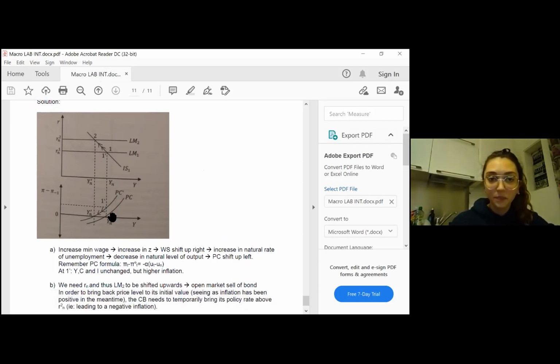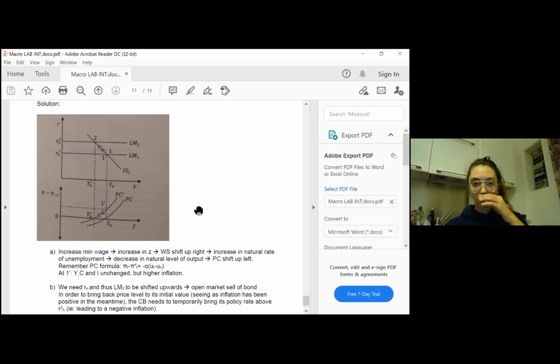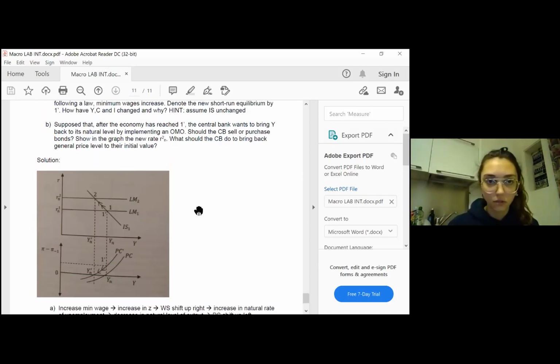But here, what you've got to see is that by shifting this PC curve up, and by having nothing done by neither the government that is going to shift the IS nor the central bank shifting the LM, by having the LM and the IS still unchanged, this is going to lead to an inflation, okay? Why? Because Y is not at its natural level anymore, okay? So now instead of having the PC that crosses Y at 0, it's a bit higher up, okay? And so now there is this inflation right here. So this is what you've got to observe in this question.